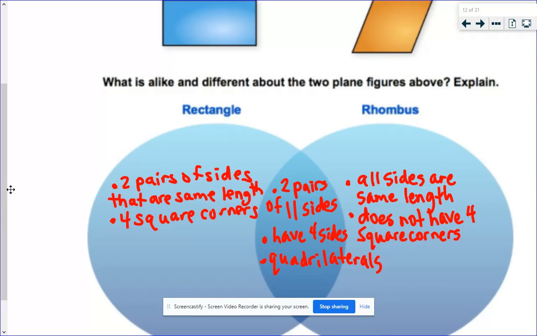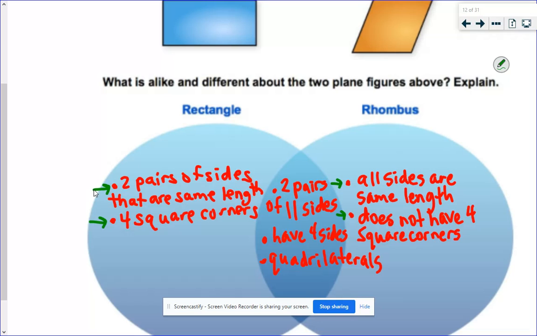One student said a rectangle has two pairs of sides that are the same length. And so we came over here to the rhombus section and we contrasted all sides are the same length. So that's why they have to be in two separate parts of the Venn diagram. Another student indicated that rectangles have four square corners. And so over here on the rhombus, we said they do not have four square corners. That's the difference between the two. And there may be more that you're thinking of. Those are the two we came up with in class.